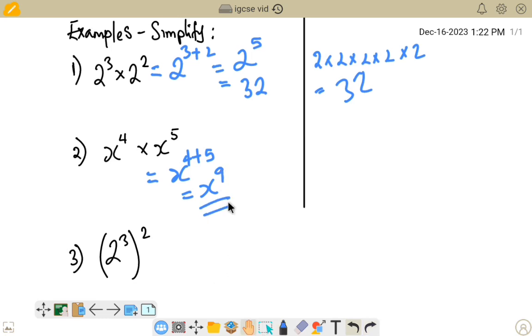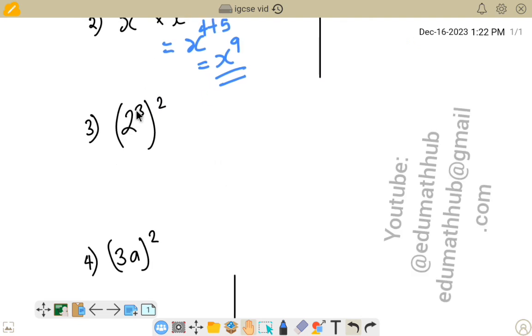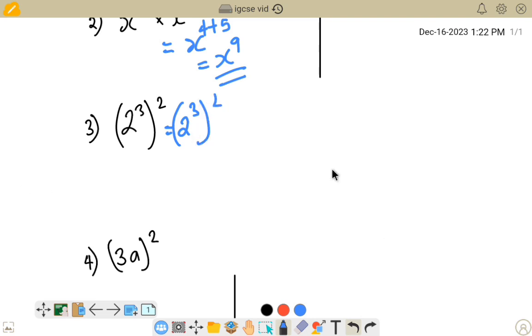Now in this next case here, you have the product law. So you have 2 to the power 3 in brackets, multiplied by 2. So the powers can multiply each other. This is a power, this is another power. The exponents can multiply each other. So these two can be multiplied. So you have 2 raised to the power 3 times 2. 3 times 2 is 6. So the answer is 2 raised to the power 6.